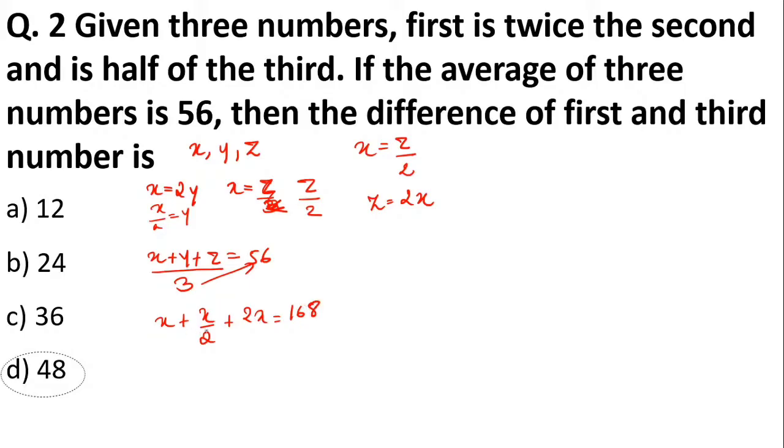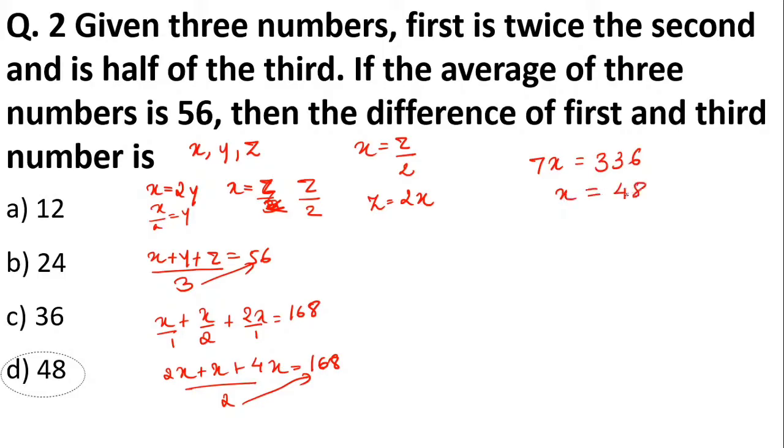Then we will take the LCM of 2. So the LCM will be 2x plus this 2. Since 2 is not there in the bottom of these numbers, we will multiply 2 over here. So this will be 4x upon 2. Again, this 2, students, will go over this side, 168. This 2 will get multiplied by this. So how much is this? 2 plus 1 plus 4 is what? 7. 7x is equal to 2 into 168, which gives you 336. And when you divide 336 by 7, you will get what? 48.